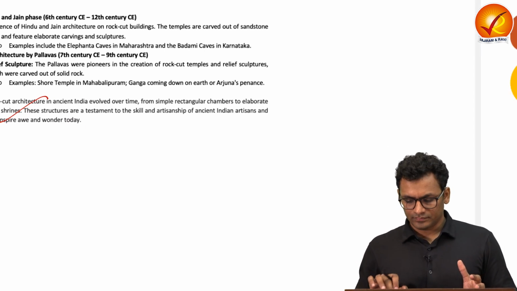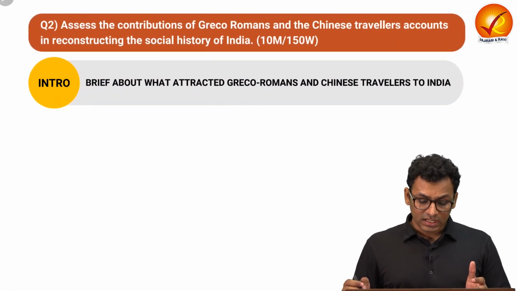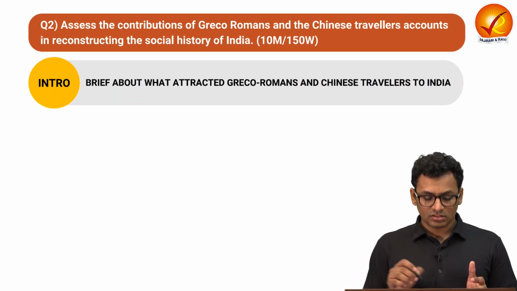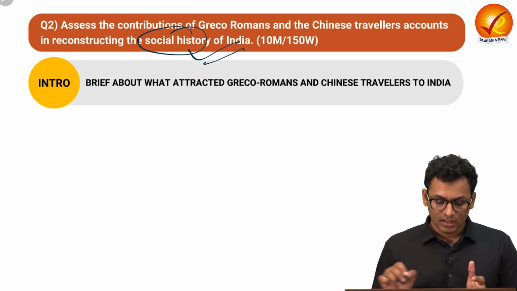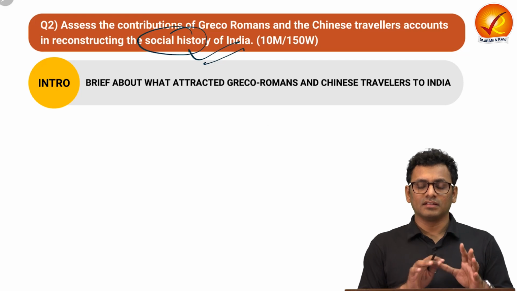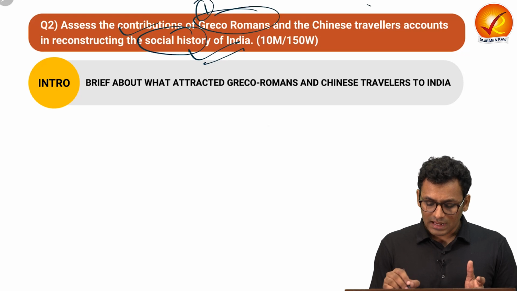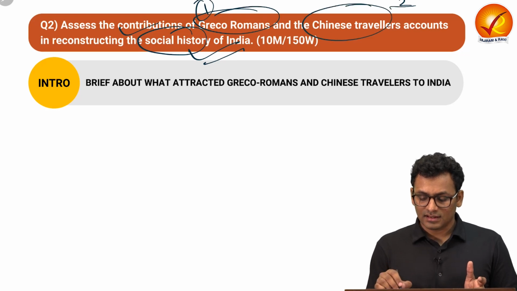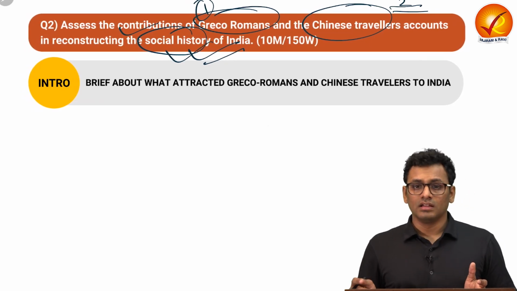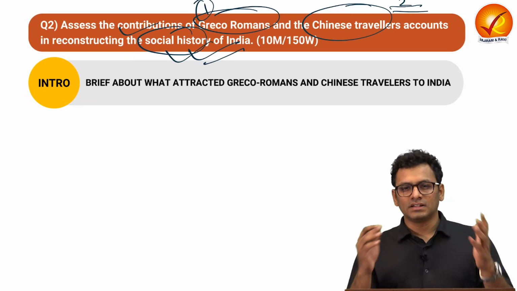Let's move to question number 2. Let's read question number 2 together. Assess the contribution of Greco-Romans and Chinese travelers' accounts in reconstructing the social history of India. If you break down the question, you will understand that we have to cater to the demand where the contribution of Greco-Romans is the first demand, and Chinese travelers is the second demand, with respect to constructing the social history of India.